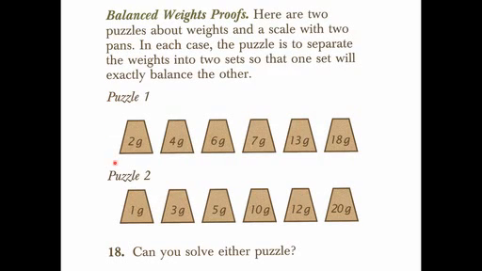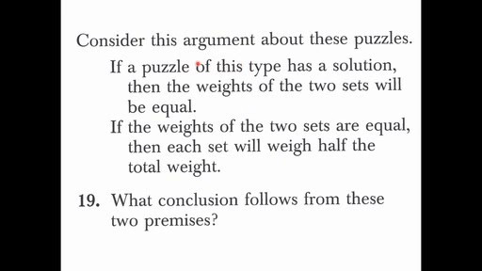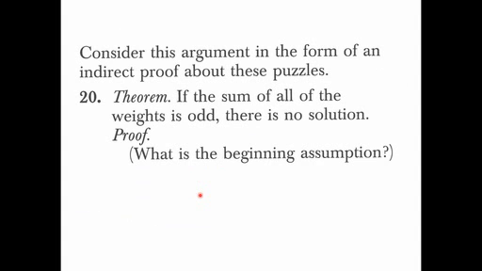Here's another puzzle, puzzle 1 and puzzle 2, using indirect proof again. In each case, the puzzle is to separate the weights into 2 sets so that one set will exactly equal the other. So divide this one into 2 sets so that one set equals the other. Same down here. Can you solve either puzzle with that set of conditions? So they walk it through here, step by step, what conclusion follows.